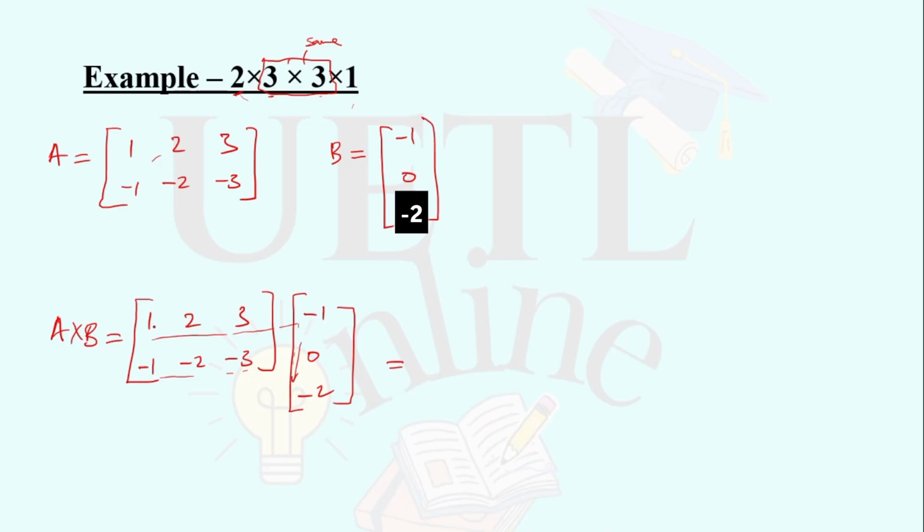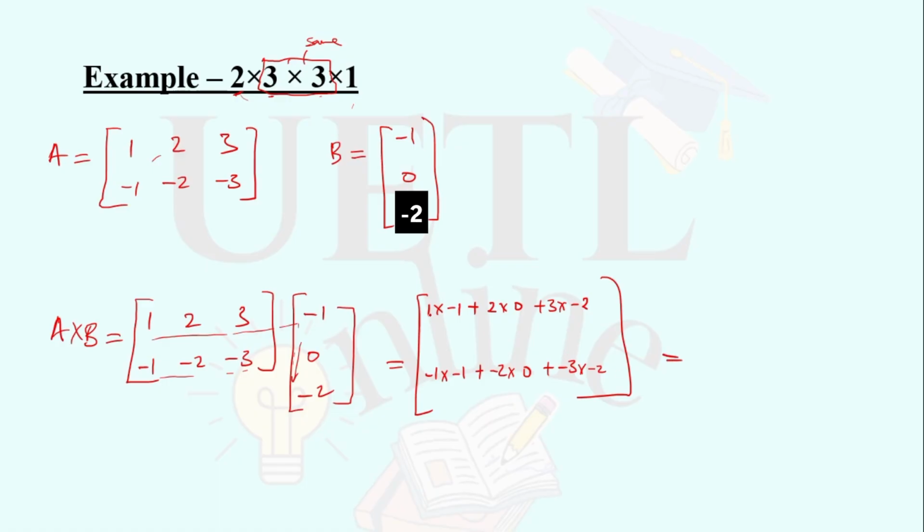We're going to say 1 times minus 1, then plus 2 times 0, then here 3 times 2. Then for the second row, minus 1 times minus 1, then here minus 2 times 0, then here minus 3 times 2. Okay, so this is it. We have quickly multiplied our matrix. Now our duty is just to add here.